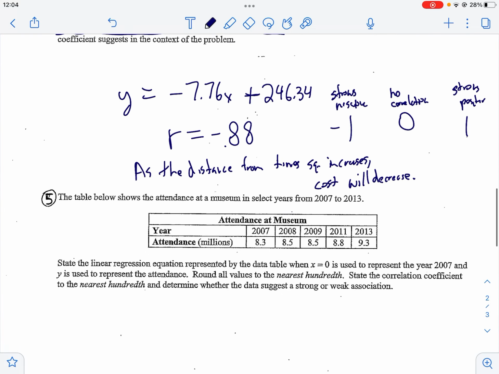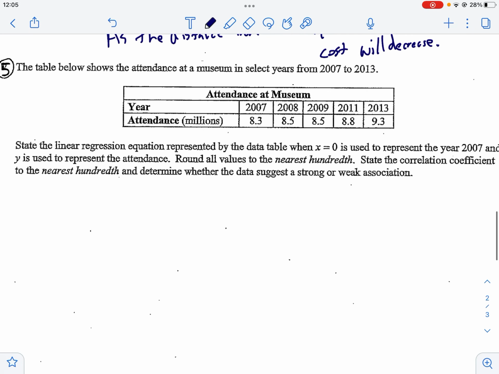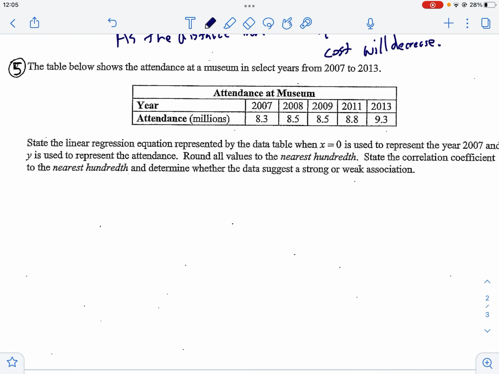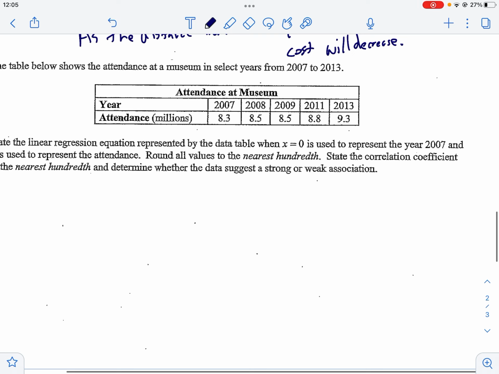All right. Question number 5 also asks us to do a correlation. In this situation, we're going from year 2007 to 2013, and they want us to make the regression when x equals 0 is used to represent 2007. So I'm going to take a second just to represent the years underneath here. 2007 would be year 0, 2008 is year 1, 2009 would be year 2, 2011 would be year 4, and 2013 would be year 6. So those are the data that I'm going to put into my calculator.